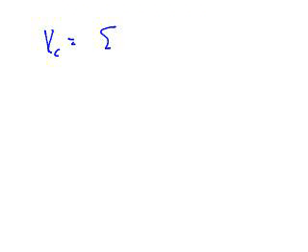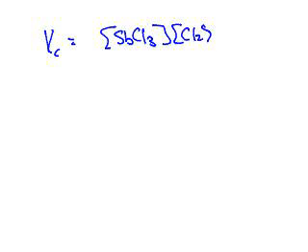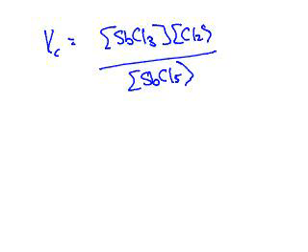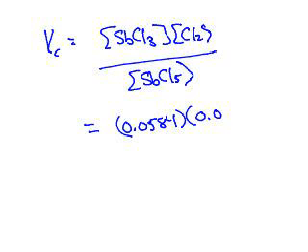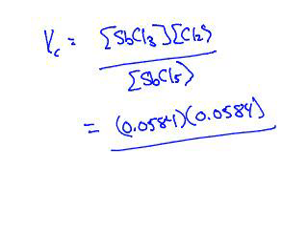Now, these are the ending values, and the value of the Kc will be the concentration of the SbCl3 times the concentration of the chlorine gas over the concentration of the SbCl5. And I simply plug in the numbers that I have here. It's 0.0584 times 0.0584 divided by 0.142. Get my calculator out, 0.0584 squared, divided by 0.142 gives me 0.024.